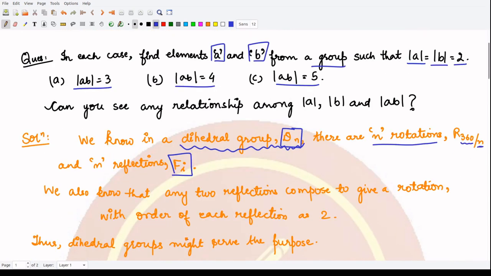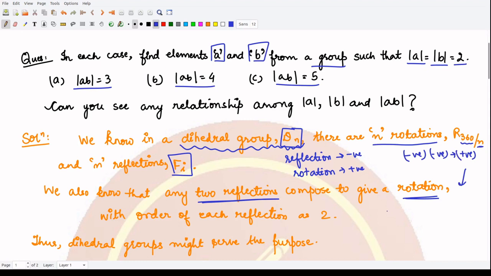We also know that in any dihedral group, if we compose any two reflections, the result is a rotation. We have already discussed this in the previous videos: if you associate reflection with a negative sign and rotation with a positive sign, then negative and negative give you positive, so we have this result. Moreover, reflection into rotation would definitely give you a reflection, since negative and positive give you negative. Similarly the other way around, rotation into reflection is a reflection, and rotation into rotation is a rotation only.